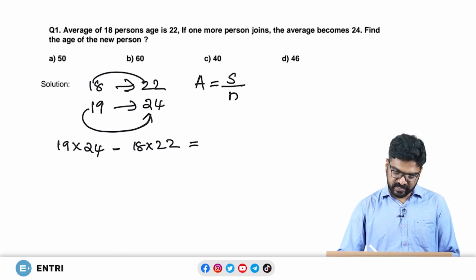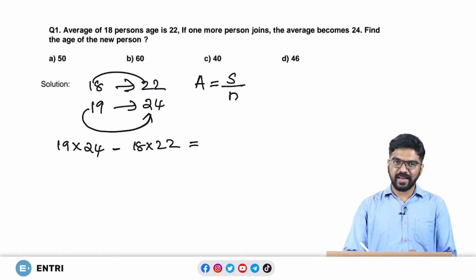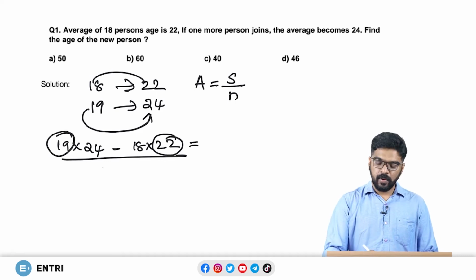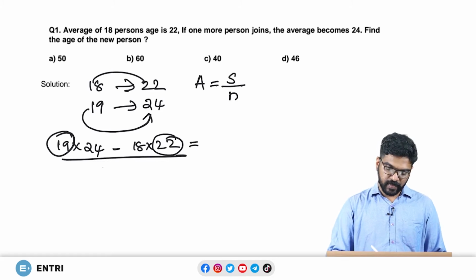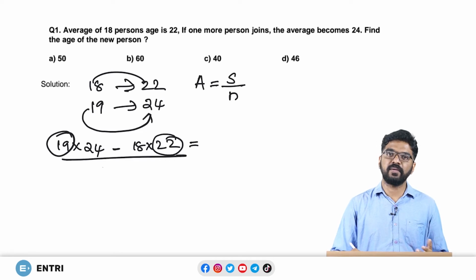So let us try this. If you are going to do that, this calculation is going to be a bit complex. So I am just trying to rewrite this expression in a different way. The expression here is 19 into 24 minus 18 into 22. This seems to be a complex calculation, so we are going to express it in a different manner.